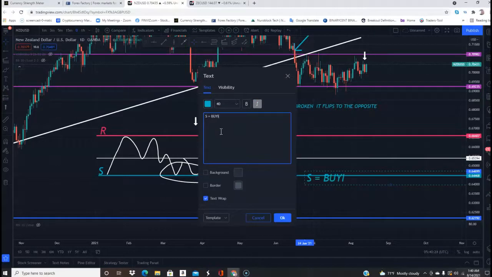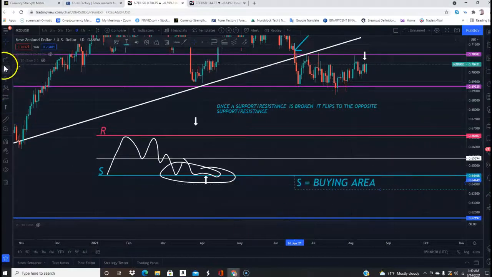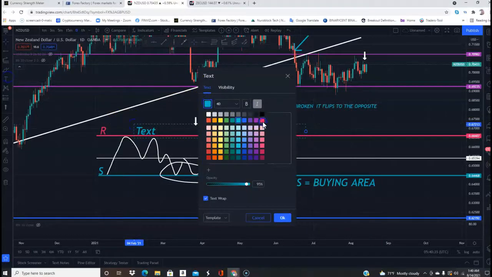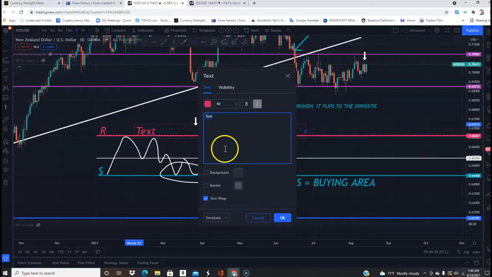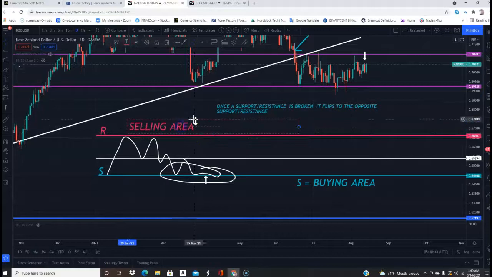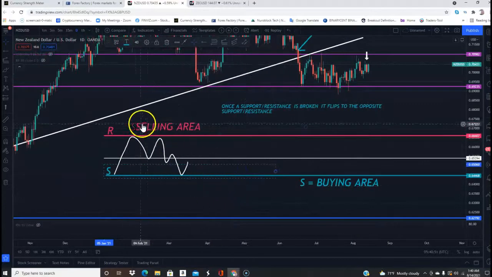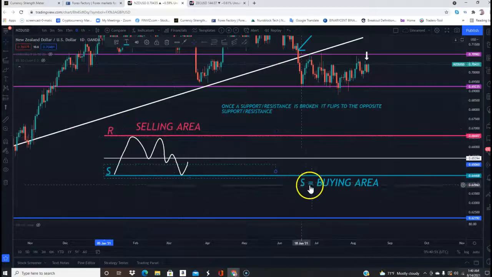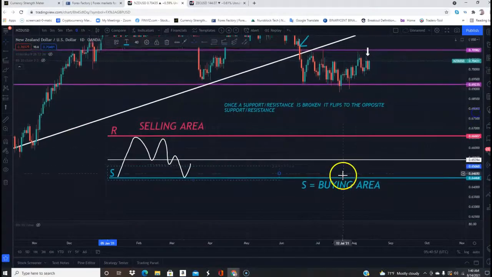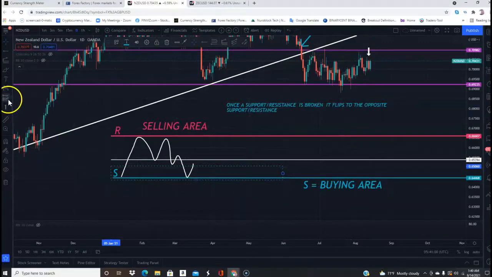Support, buying area. While resistance is a selling area. Yeah? So we're selling the resistance and usually buying the support when it comes to market structure. You have to be very careful doing it, because a lot of times what will happen is something like this.